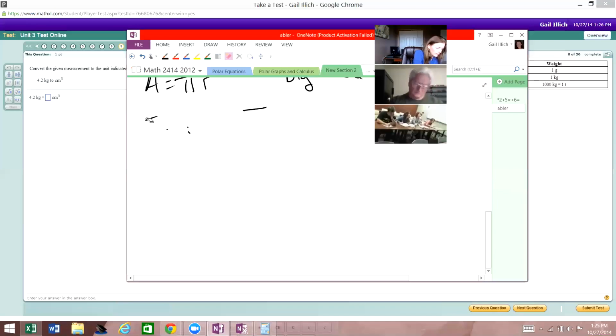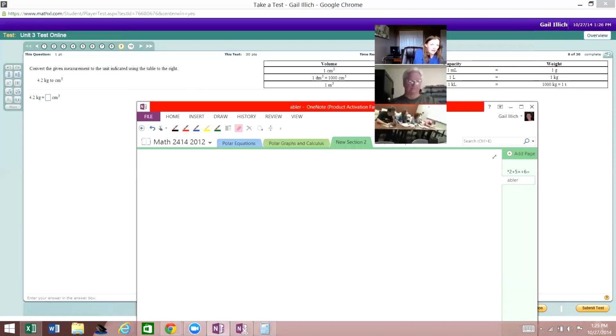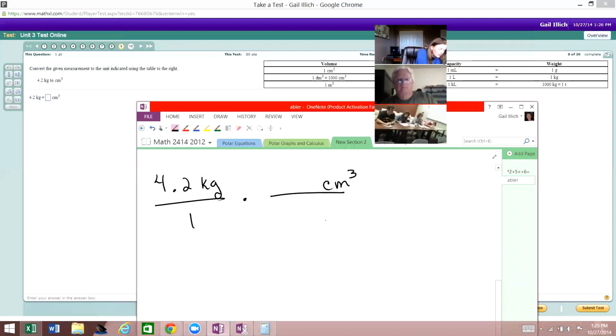That's 4.2. Okay, so it says we have 4.2 kilograms, and we want to get to cubic centimeters. So hopefully there's a conversion with kilograms and cubic centimeters.